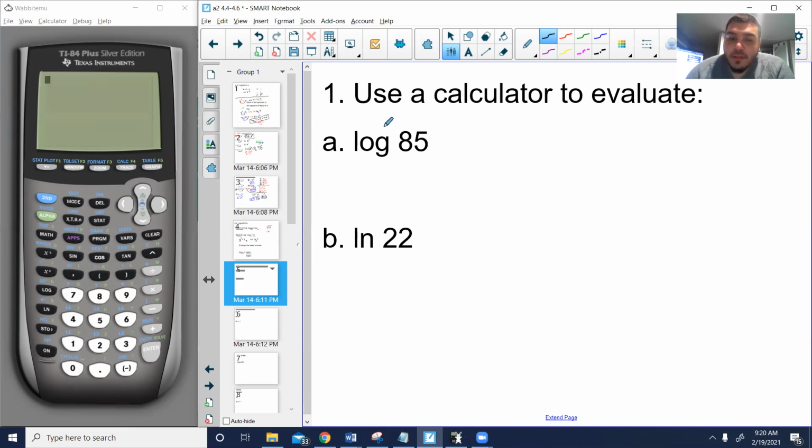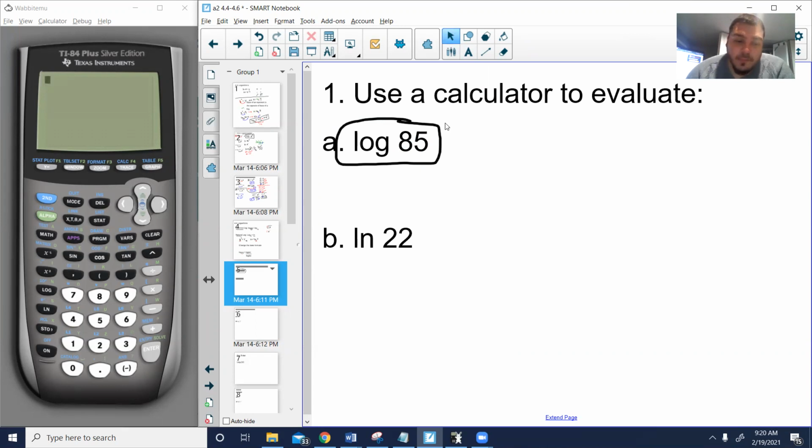Okay. So let's look at this first. Log of 85, okay? So log of 85. Now what's nice is that your calculator has a log button. And that log button is 1, 2, 3, 4 above the on button.